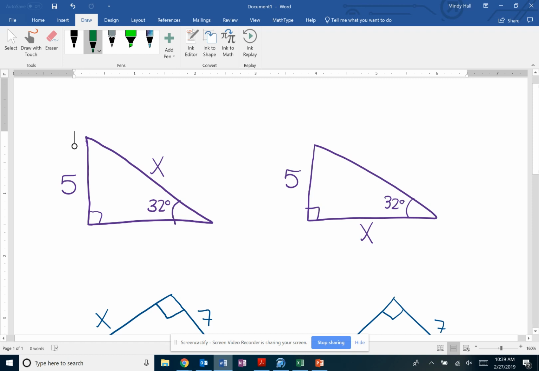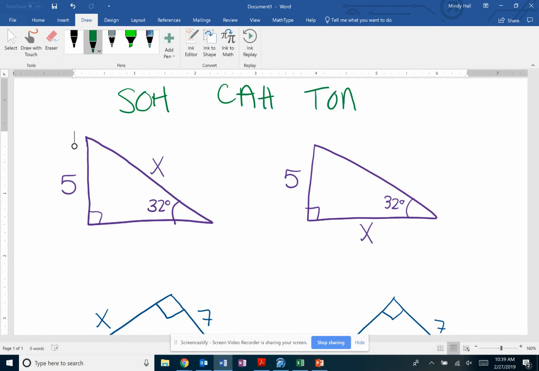Right, so this is just going to be a short video on when to use each of the trig functions. I'm going to go ahead and write SOHCAHTOA at the top. Remember, SOHCAHTOA helps us remember the ratios. Sine is your opposite over your hypotenuse. Cosine is your adjacent over your hypotenuse. And then tangent is opposite over adjacent.